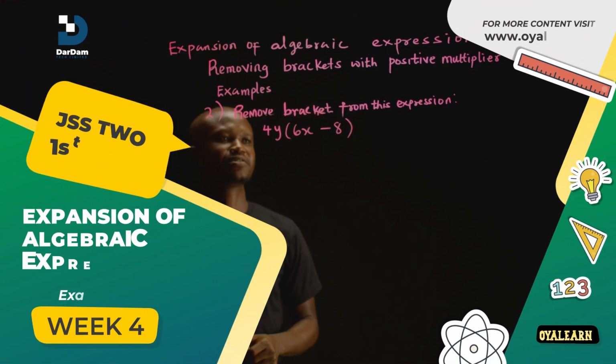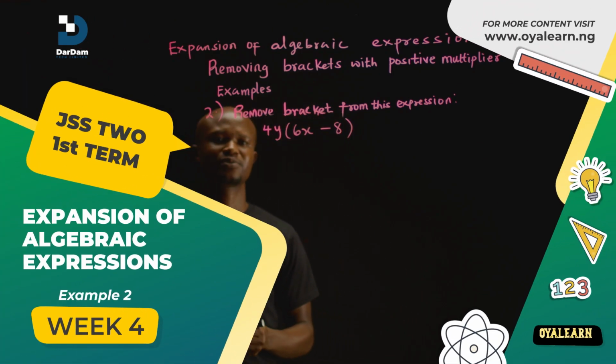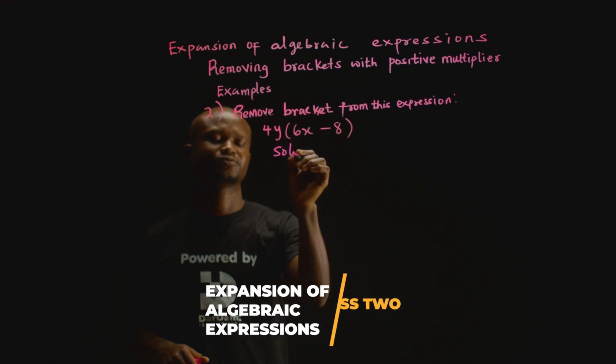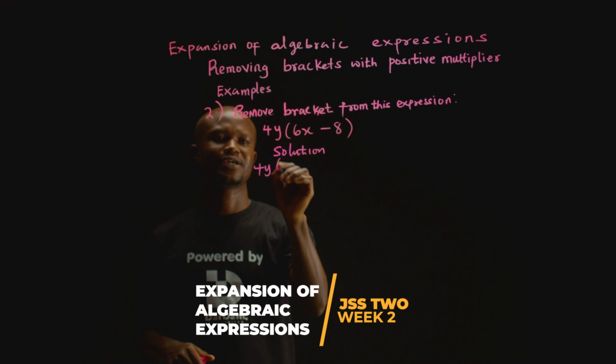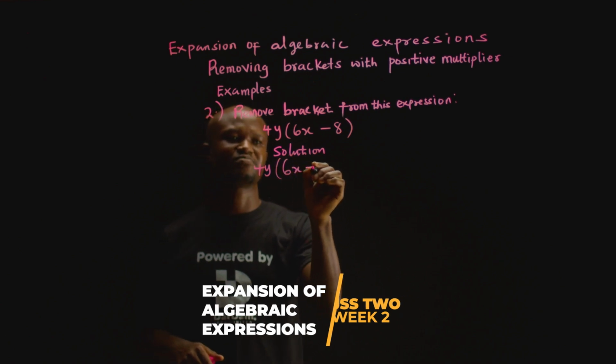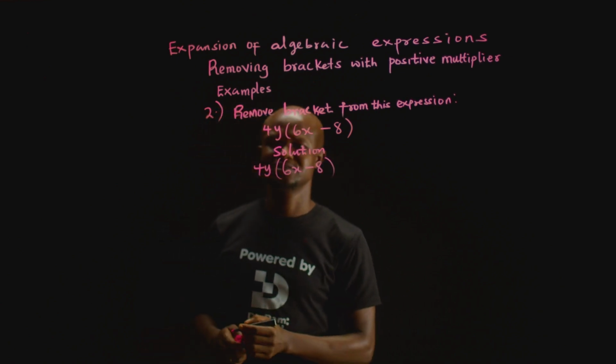Remove brackets from this expression. Solution. 4y into bracket 6x minus 8, close bracket.